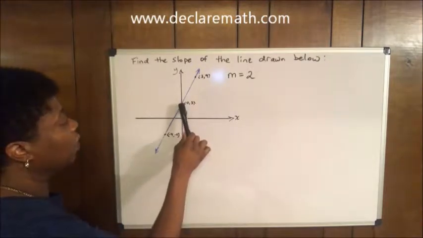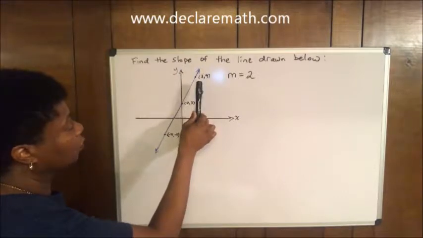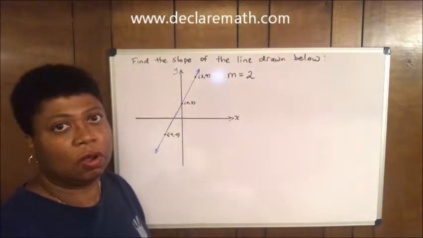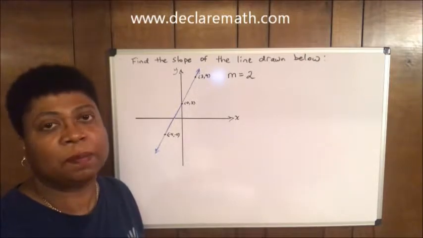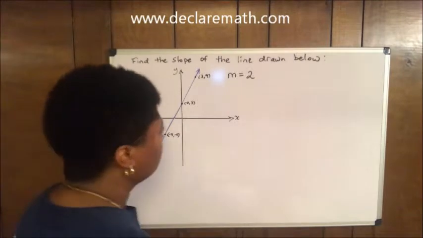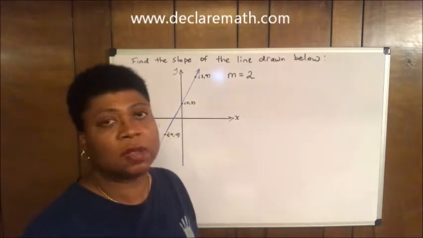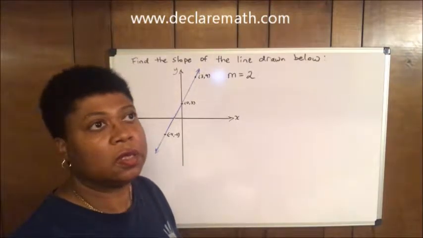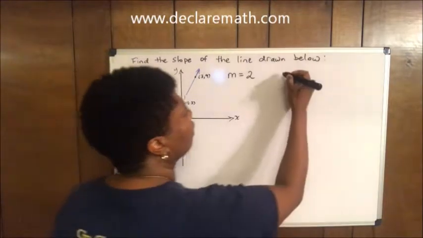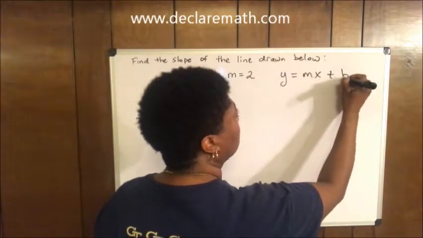That means if you go from any point to any other point, you're going to have a rise of 2 over a run of 1, that proportion, okay? The most popular equation of a line is what they call the slope-intercept equation, and it's y equals mx plus b.